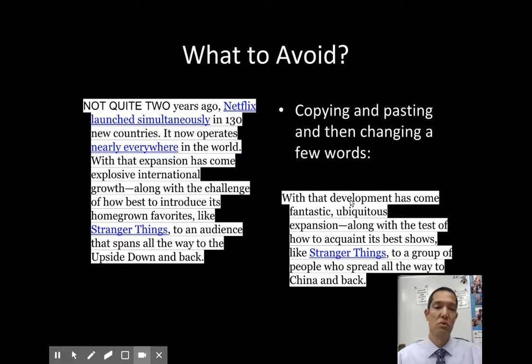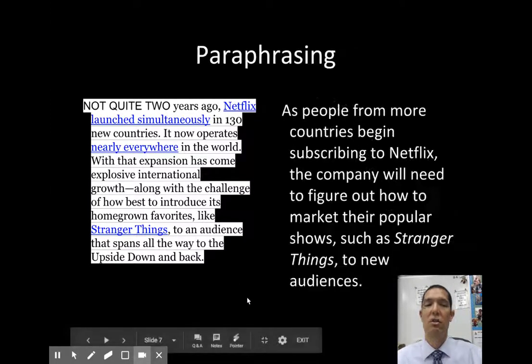So if you look here, "with that development has come fantastic ubiquitous expansion." That's just copy and pasted from "with that expansion has come explosive international growth." It's the exact same sentence structure. I've just changed some of the words, right? "Along with the test of how to acquaint its best shows," along with the challenge of how to introduce its homegrown favorites. It's the same. You can tell that it's just copied. So don't do that. "Like Stranger Things to a group of people who spread all the way to China and back." Like Stranger Things to an audience that spans all the way to the upside down and back. It's a copy, right? And I'm going to know you copied it, and that's points off. So don't do that. So what's the best way to do that?